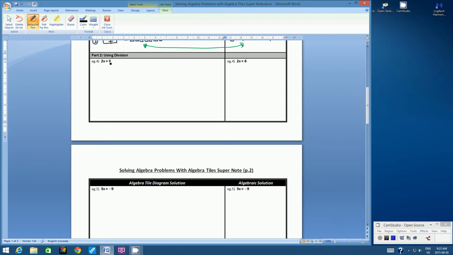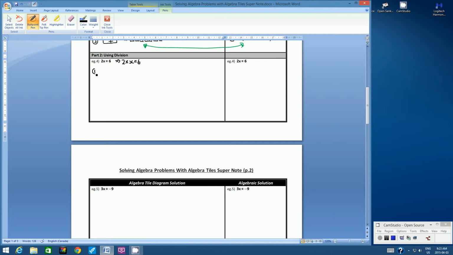2x equals 6. Now, what you have to remember, and I'm sure you do, is when we have 2x, this is actually a multiplication question. This is 2 times x equals 6. So if you know that this is multiplication, you can understand why part 2 is called using division.